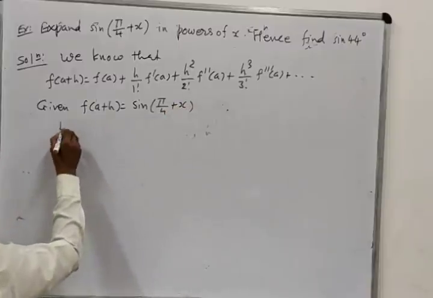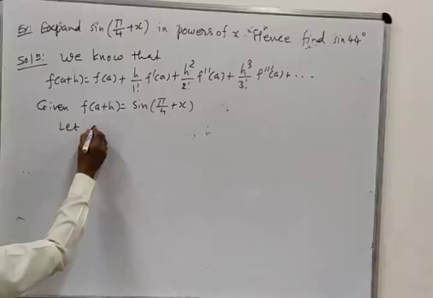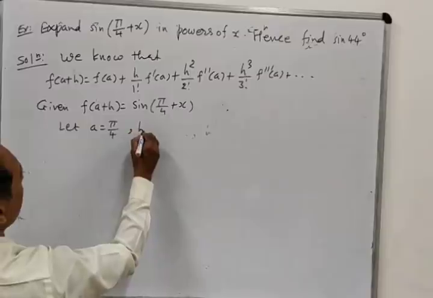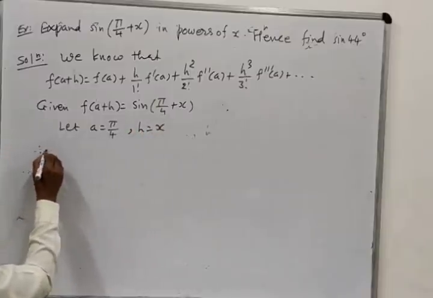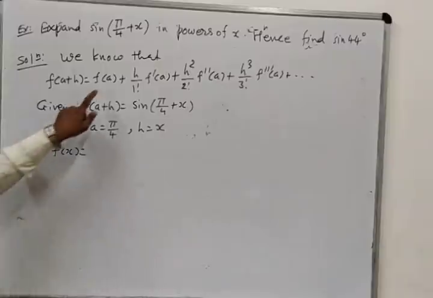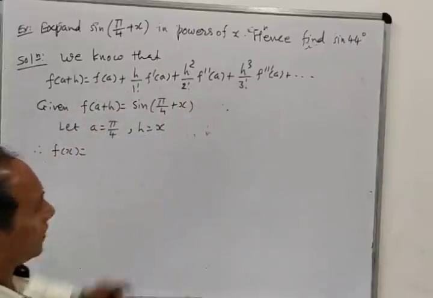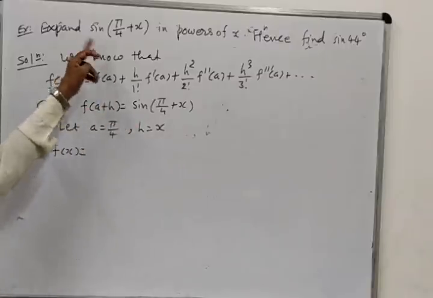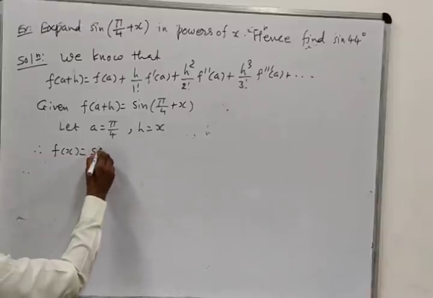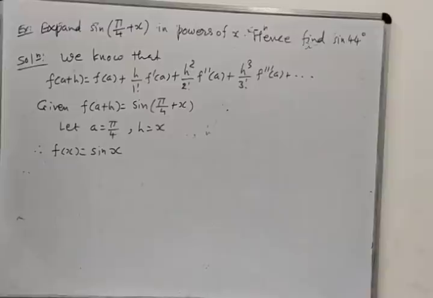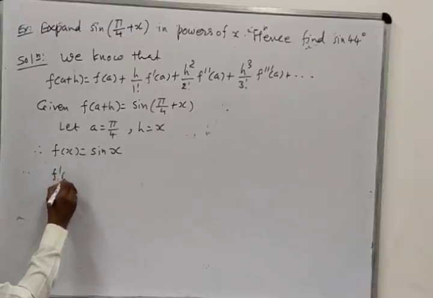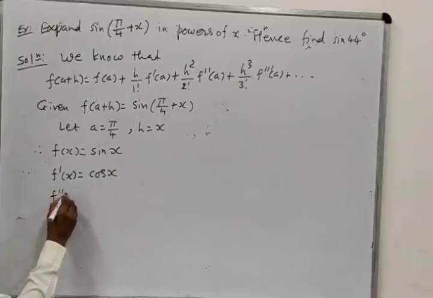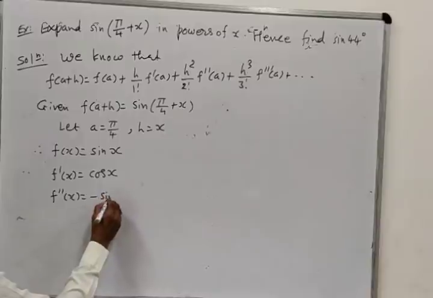So here we will take a equal to pi by 4, that means the value of the point, and we will take h equal to x. Therefore, in this formula we require f of x and its derivatives, so we have to identify f of x from the given function. We will remove pi by 4, and so it is nothing but sin x. Then we will find some derivatives of this, and the derivatives are very easy. You know, sin x has the derivative cos x. Cos x has the derivative minus sin x.